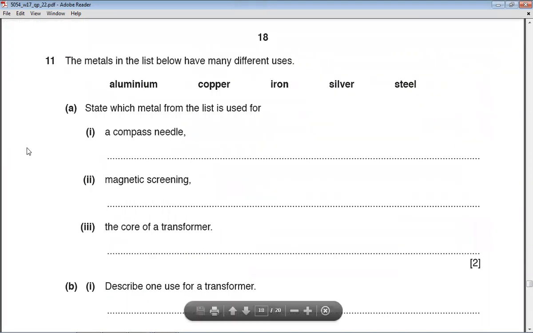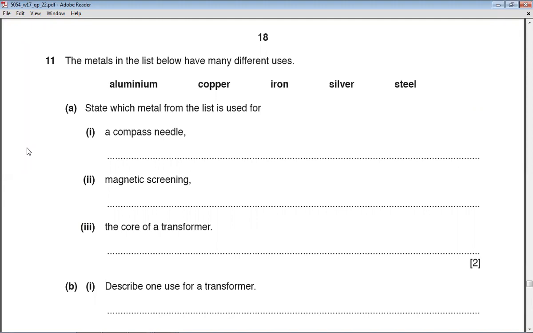It says, the metals in the list below have many different uses: aluminum, copper, iron, silver, steel. State which metal from the list is used for a compass needle. A compass needle is basically a magnet. So steel makes permanent magnets, and here I will write steel. For magnetic screening, we always use soft iron. So iron will be written here.